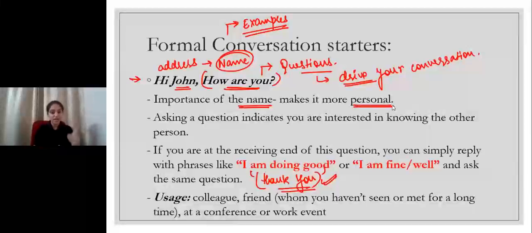One is addressed directly to me. The other one is ambiguous. It's not clear whether the person is talking to me or the 10 other people inside the room. So when you address one single person, it makes the conversation personal. It confines the conversation between two people, right? So this is the importance of the name. If you are naming the person, it will confine the conversation between two people.